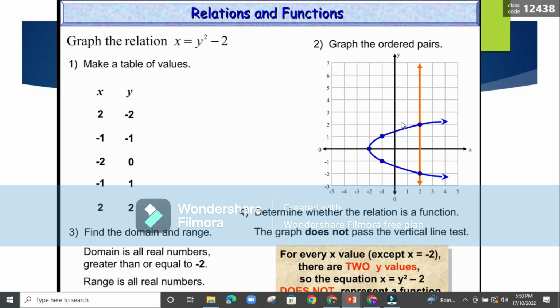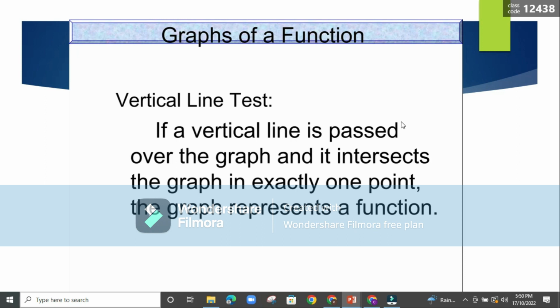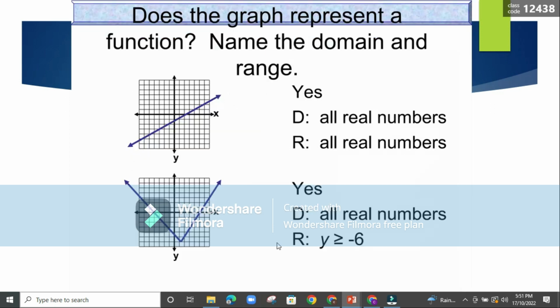Okay, let's proceed. So the vertical line test actually is if a vertical line is passed over the graph and it intersects the graph in exactly 1 point, the graph represents a function. Okay, now does the graph represent a function? Name the domain and range. This one, obviously it's a yes. The domain would be all real numbers and the range should be all real numbers.